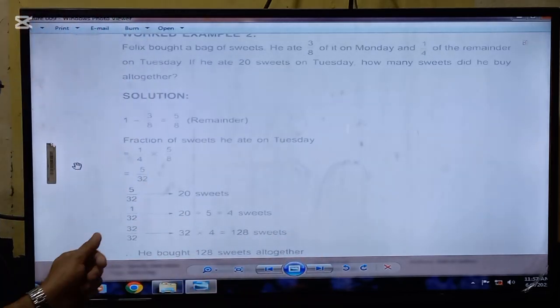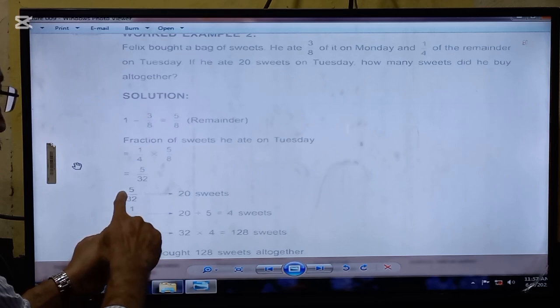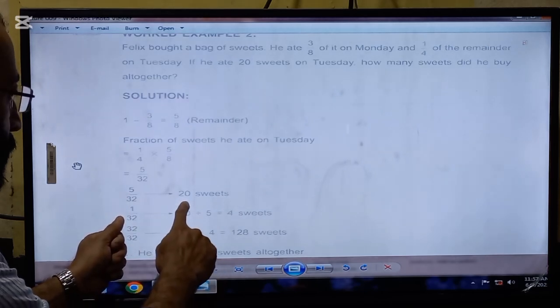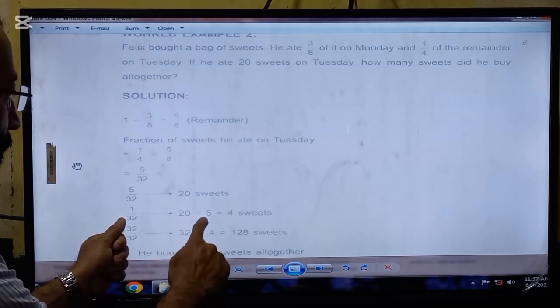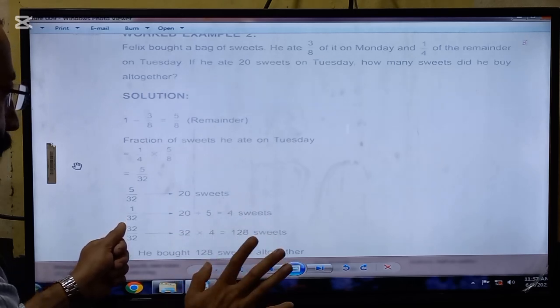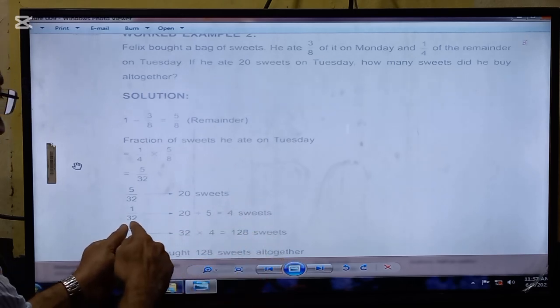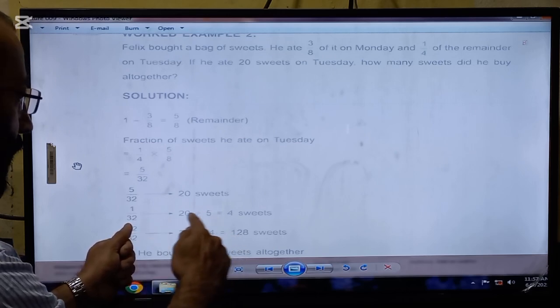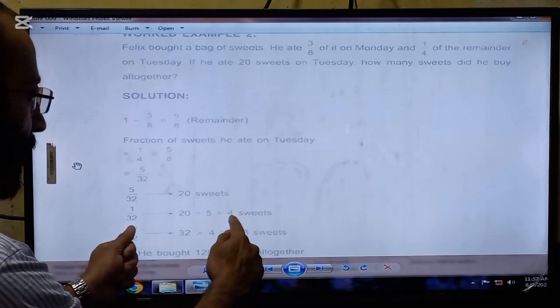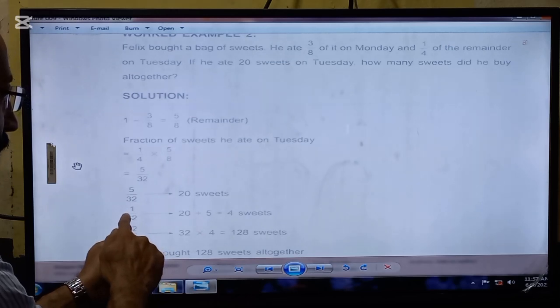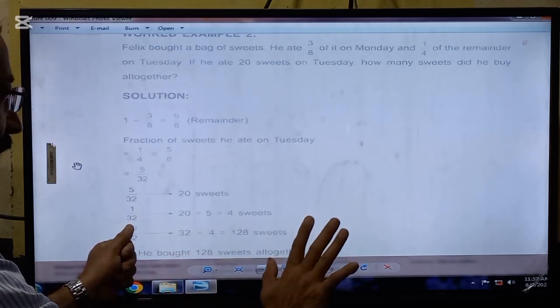So look now, this 5 will go to the right side. That will go into the denominator. So 20 divided by 5 will equal 4. So in next stage, you can shift 32 to the right side. So 32 multiplied by 4. This is one way. Here 1 will be left. That will be the answer.